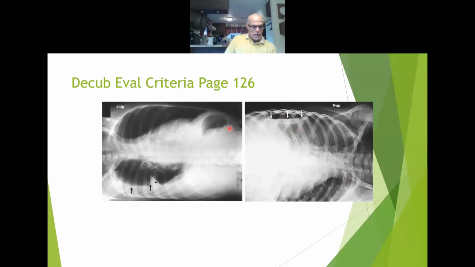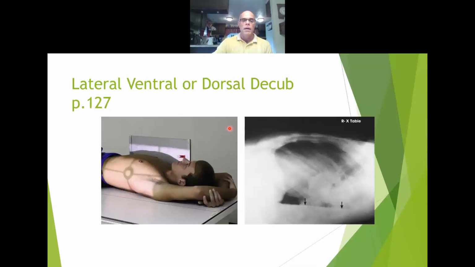Let's see if that is in your book somewhere. I don't see these two images. I see one of them. I see that first image on page 125. All right, lateral, ventral, and dorsal decubed. This is the same idea as your AP and PA decubes that we just got finished doing, but look how the patient is either ventral or dorsal, and it can also be used for the same thing.